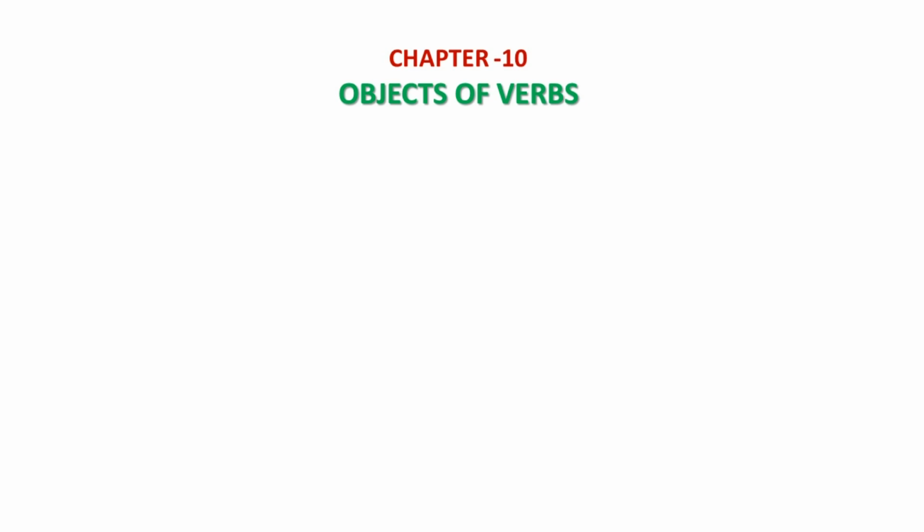Chapter 10, Objects of Verbs. First of all, let us look at an interesting conversation between a little girl and a magician. You will find this conversation in your textbook, page number 57.